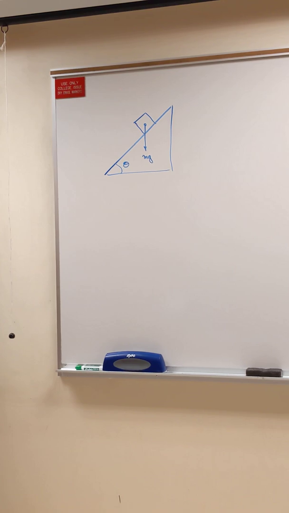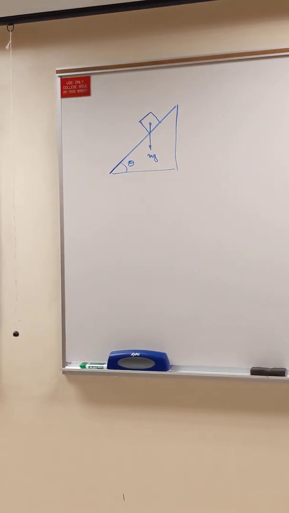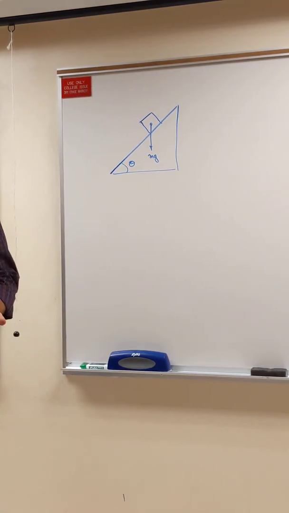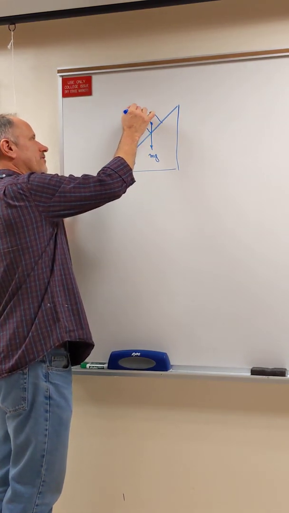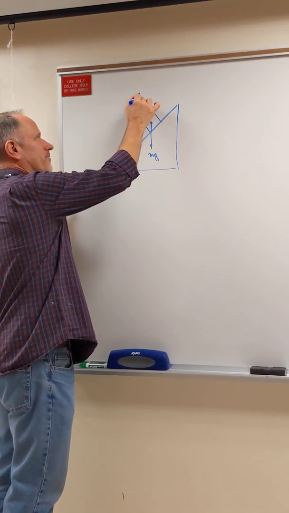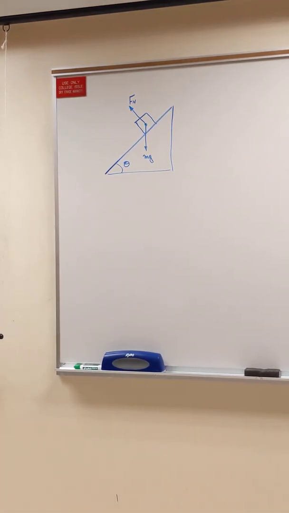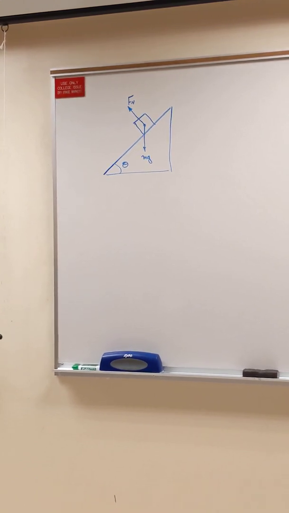Box on a ramp, Kenley. Box on a ramp. So obviously there's weight straight down, right? What other forces do I know? If it's frictionless, the only other force in here would be force normal. If there is friction, the box would want to go down the ramp, so friction would oppose that motion and would point up the ramp.